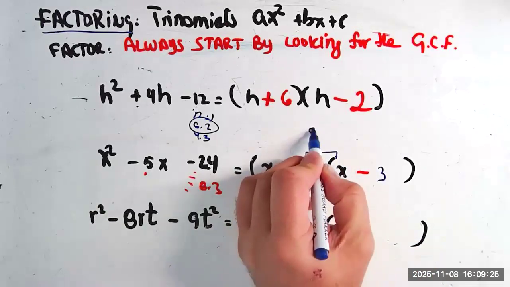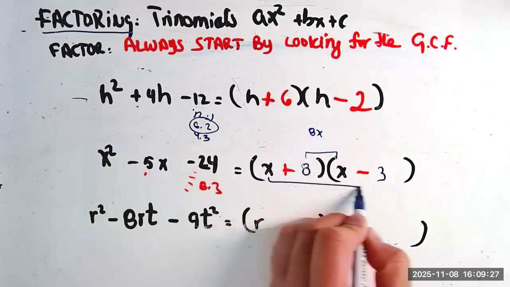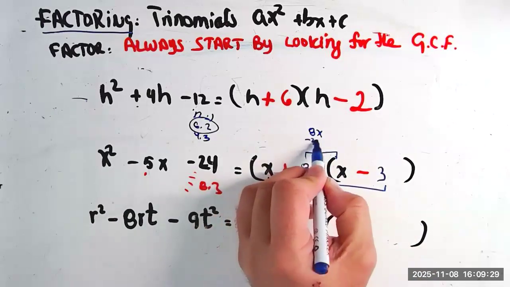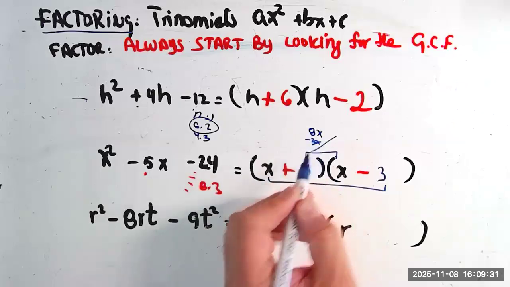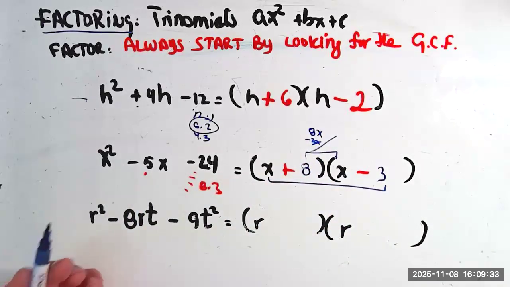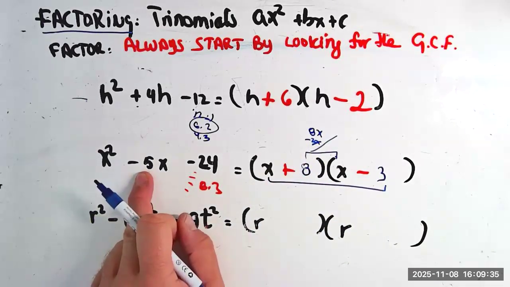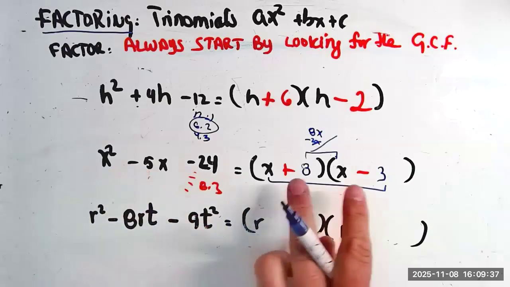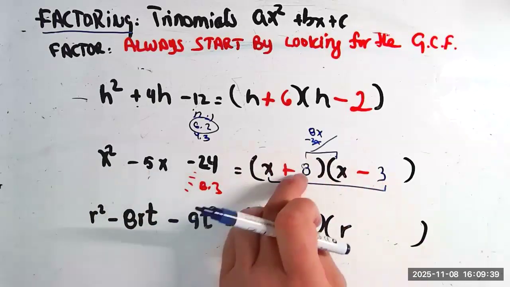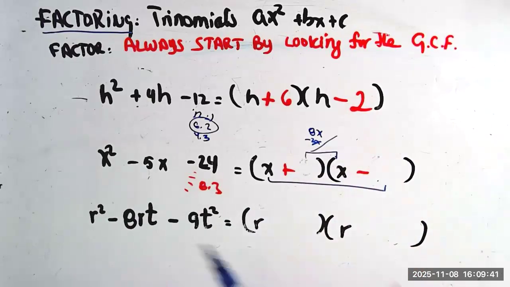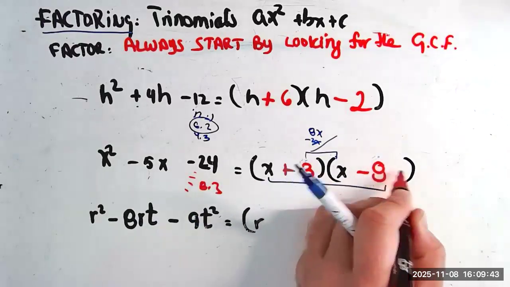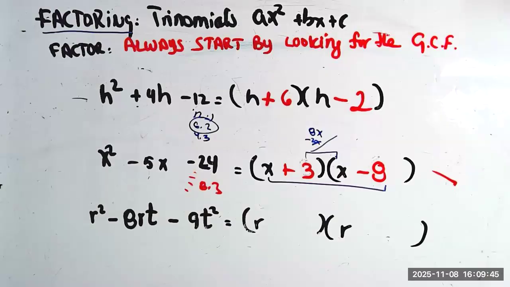8 times x will be 8x. Negative 3 times x, minus 3x. When I add those, 8 minus 3 will be plus 5. And I need negative 5. Also, we're so close, we can either switch the sign or the numbers. That means that the 3 should be here and the 8 here, and that will do it.